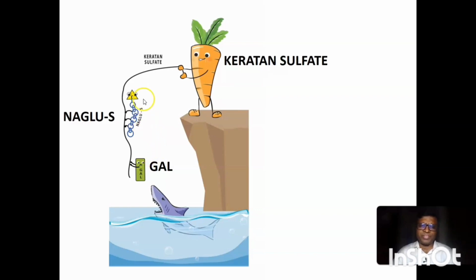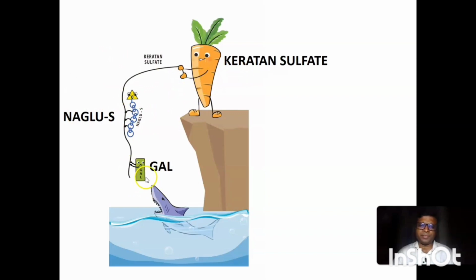N-acetyl glucosamine sulfate and galactose had gone to swim in a place which was infested with sharks, and both of them ended up being chased by a big shark, and they barely saved themselves by climbing up a rope which was thrown by their good friend keratan sulfate. So that's about the story. The composition of keratan sulfate is N-acetyl glucosamine sulfate and galactose.